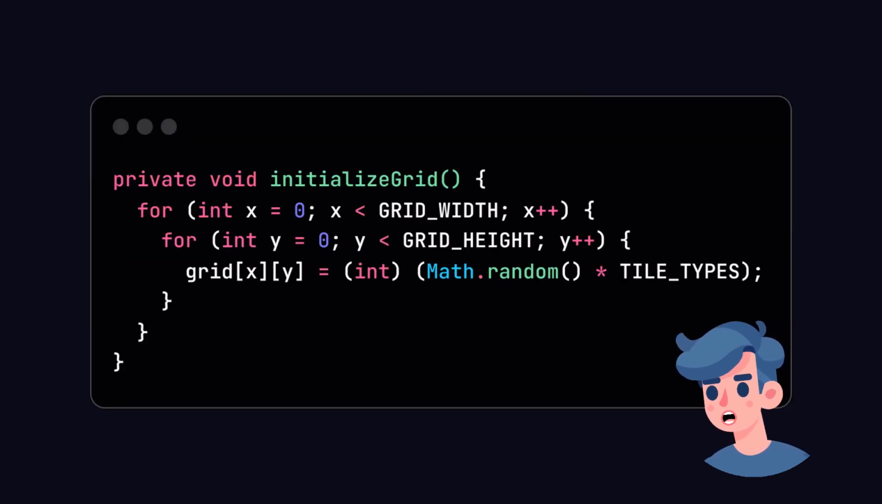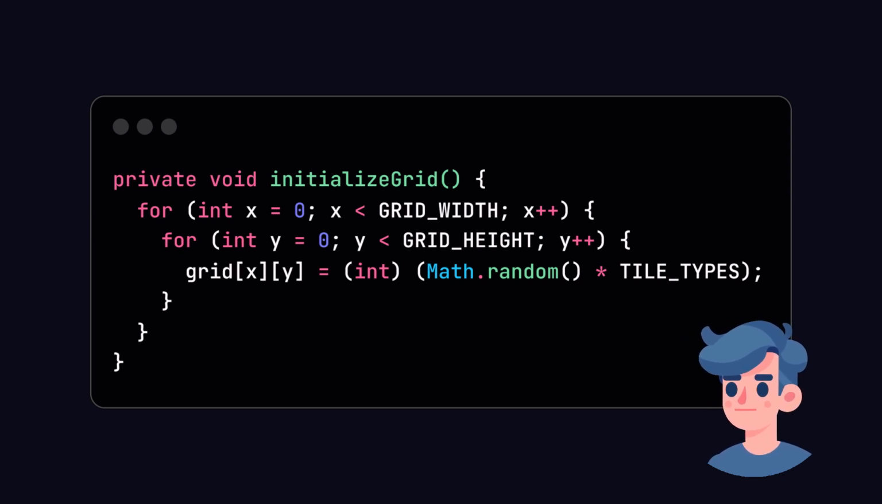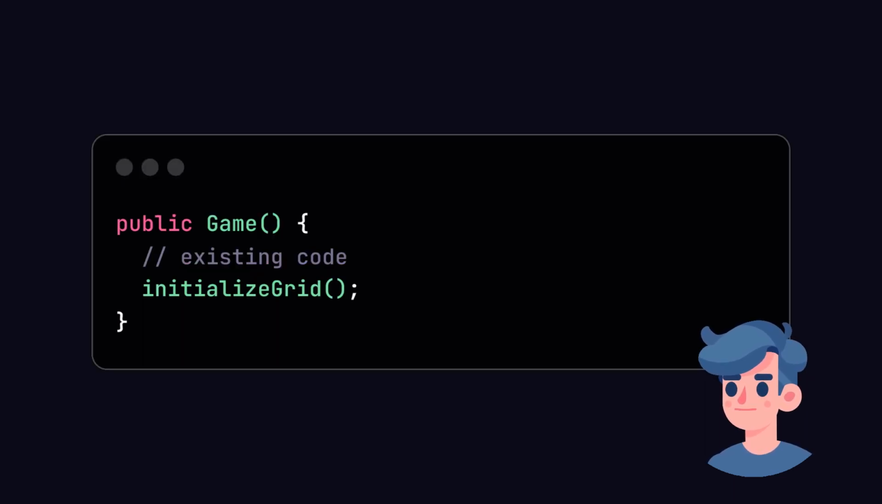Next, we need a method to initialize our grid with random tile types. Let's create a method called initializeGrid to populate our grid. Call the initializeGrid method in the constructor right after setting up the JFrame.